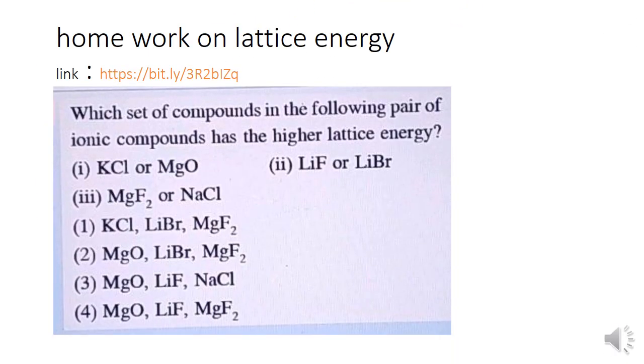Homework on lattice energy. Try to access this link to find more questions. Among these, which of the following pairs of ionic compounds has a higher lattice energy? We have this question. Try to find the answer for this question. If you want, go to this site and find the answer if possible.